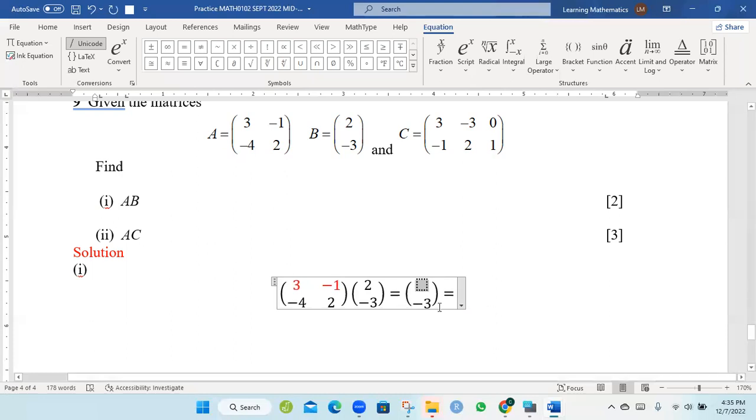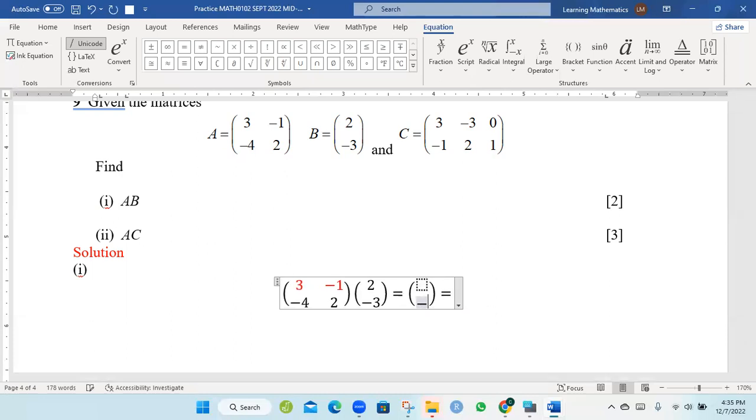All right, this is very important. Our answer is going to have 2 rows, just like the first matrix, and 1 column, just like the second matrix.